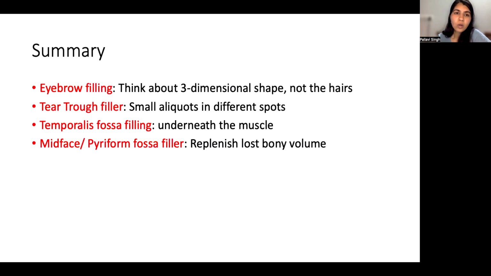One short tip for each specific part that I talked about. Eyebrow filling, always think about the three-dimensional shape of the roof fat. Don't get distracted by the hairs. For the tear trough, always do small aliquots in multiple spots rather than doing a bolus injection. For the temporal fossa, it's always safe to inject underneath the muscle so you can go perpendicularly. And always remember that when you're filling the mid-face and the piriform fossa, you're replenishing the lost bony volume. So keeping that in mind can help you design your injection pattern.